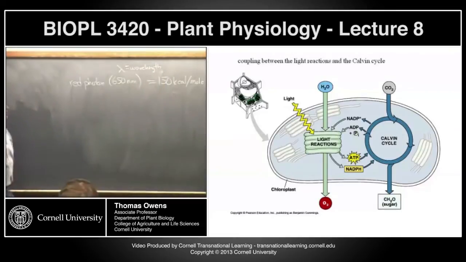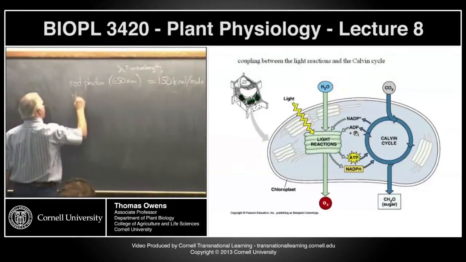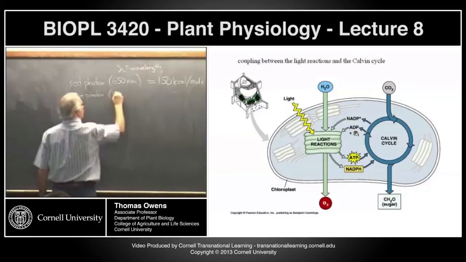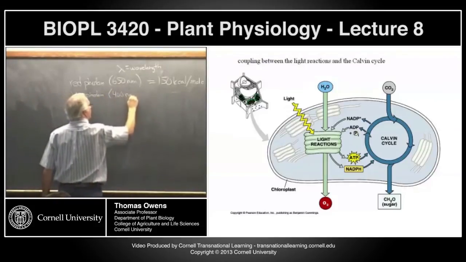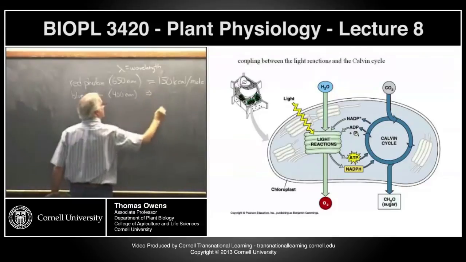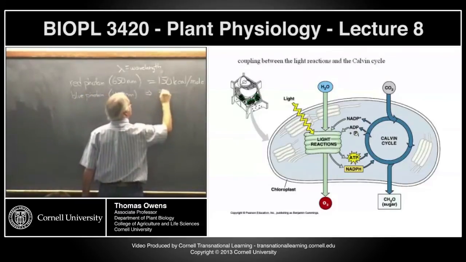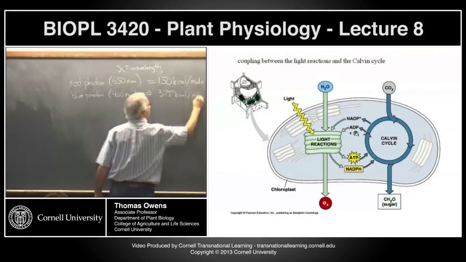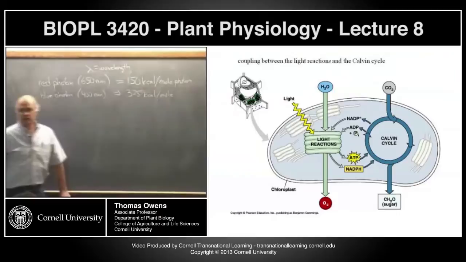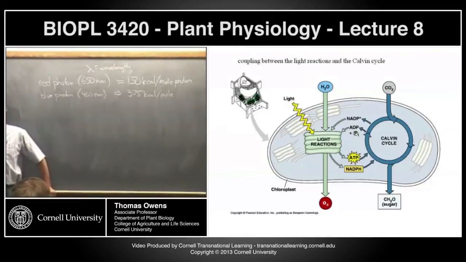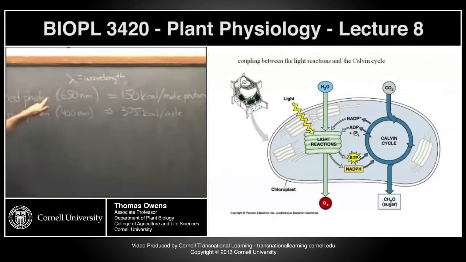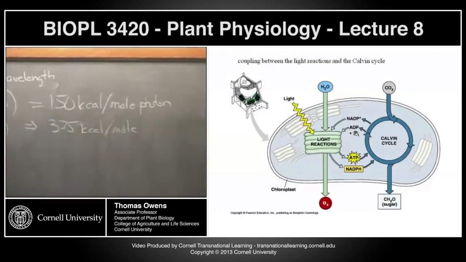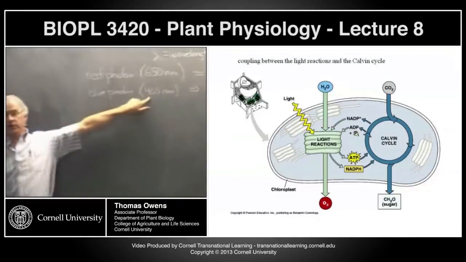If we take a blue photon at the other end of the visible spectrum, say at 400 nanometers, the energy here is on the order of 375 kilocalories per mole. So somewhere back in chemistry or physics, you learned that the energy of light is inversely proportional to its wavelength. Shorter wavelength, higher energy.